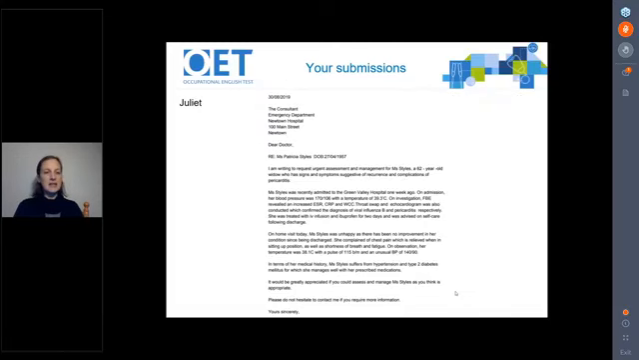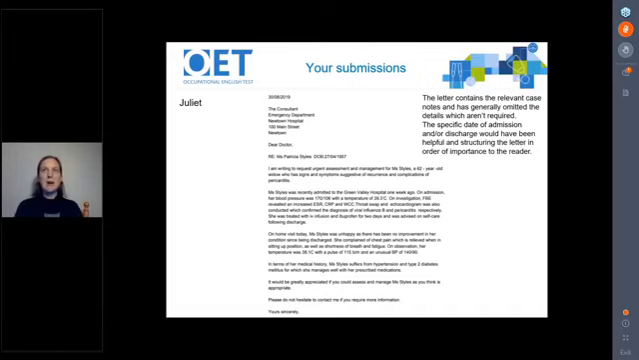And the final letter that I'm going to mention comes from Juliet. This letter contains the relevant case notes and has generally omitted the details which aren't required. But like some of the earlier examples that we saw, specific dates of admission and or discharge would have been helpful for the reader to understand the timeline of this letter, and structuring the letter in order of importance to the reader would have made this much more straightforward to read.